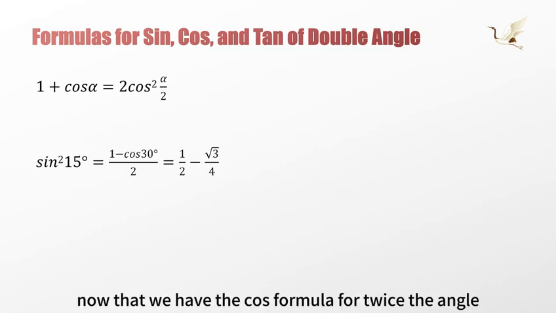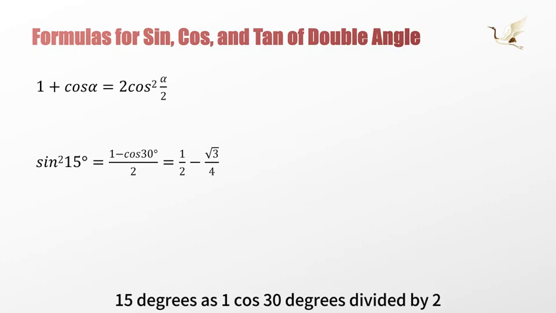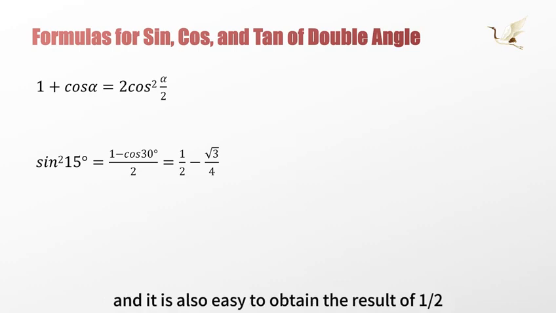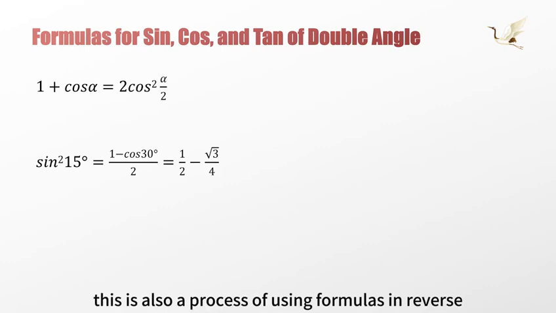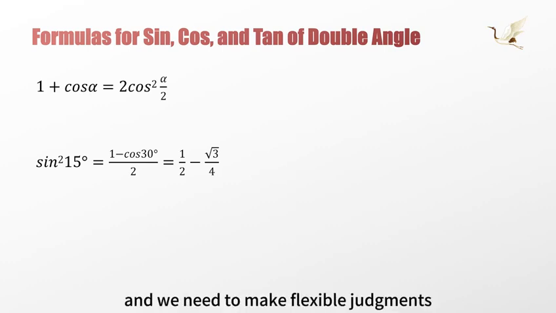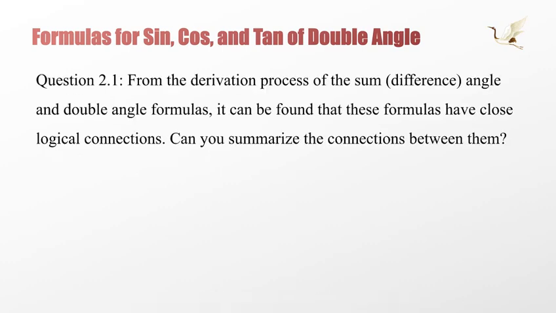Now that we have the cosine formula for twice the angle, we can write the square of sine 15 degrees as 1 minus cosine 30 degrees divided by 2. This converts it into the familiar values of trigonometric functions, and it is also easy to obtain the result of 1/2 minus root 3 over 4. Okay, actually, this is also a process of using formulas in reverse. So, the double angle formula needs to be used in both forward and reverse directions, and we need to make flexible judgments based on the solution content and given conditions.